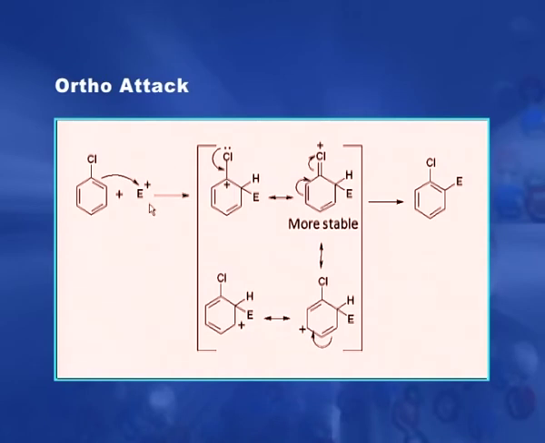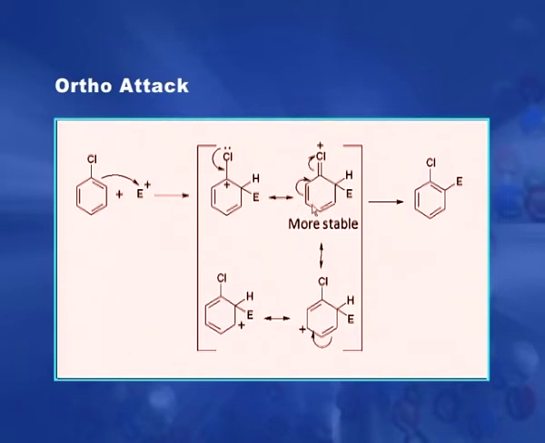There is an attack of the electrophile on the ortho position, and here we get the formation of 4 resonating structures. The lone pair of electrons from the chlorine forms a double bond, and chlorine gets a positive charge. So, this structure is more stable. Why? Because the octet of each atom in this structure is complete. Due to only this electron donating mesomeric effect, this structure gets stabilized. So, instead of 3, there are 4 resonating structures, and out of the 4, one is extra stable.